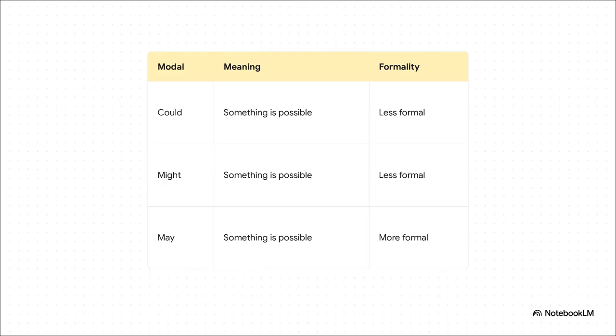Okay, so what about when you're not so certain? What if something is just possible? That's where could, may, and might come in. They all basically mean the same thing. Something is possible. The real difference here, and you can see it in the chart, is all about formality. May is definitely your most formal, buttoned-up option of the three.